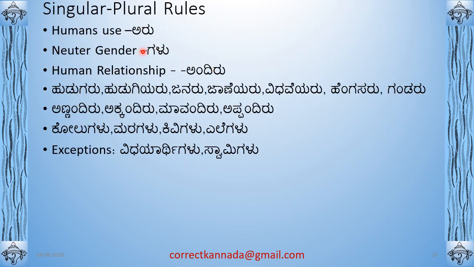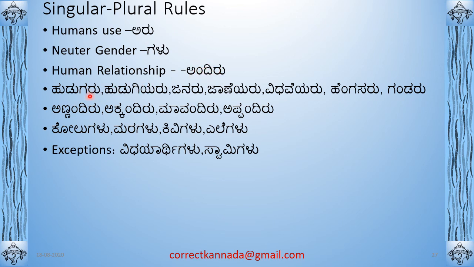Okay, singular and plural rules. Humans we use aru. Neuter gender we use galu. Humans will always be, the plural form will be aru. Neuter gender will be galu. Like, gulabigalu, roses, right? Maragalu, like that. Humans will be hudugiyaru, hudugaru means boys, hudugiyaru, janaru, people, like that. Human relationships will be andiru, annandiru, tammandiru, akkandiru, like that.